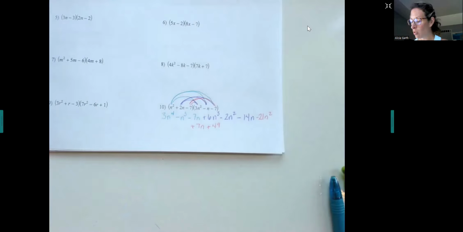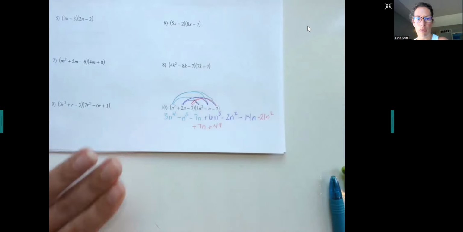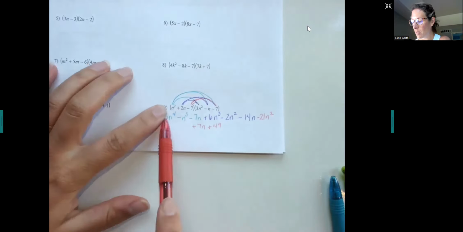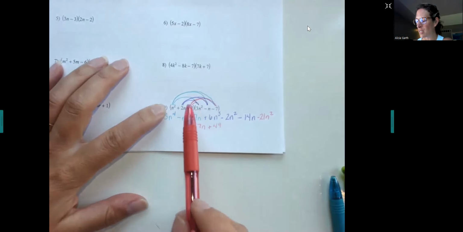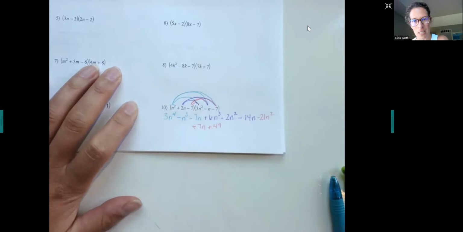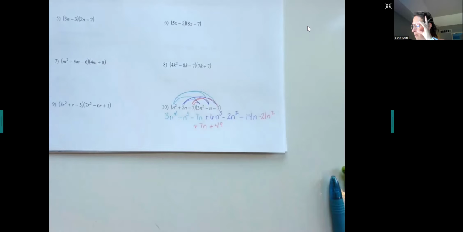You also should notice that I have 3 in blue, 3 in purple, and 3 in red. That means that I've multiplied this n times 3 things. Thank goodness there are 3 things in that second parentheses. This 2n times 3 things. Again, there are 3 things in that second parentheses. And this negative 7 times 3 things. Now, we are going to have to put them together.